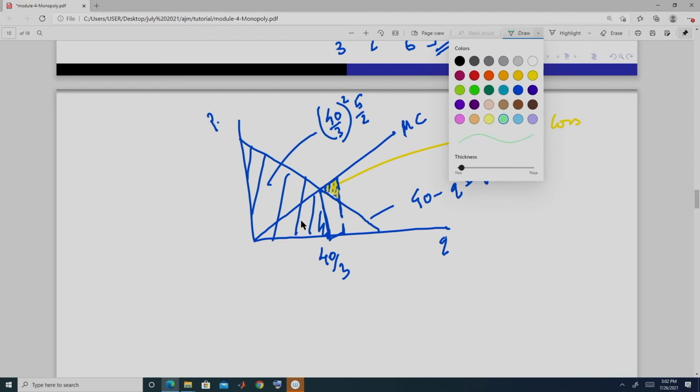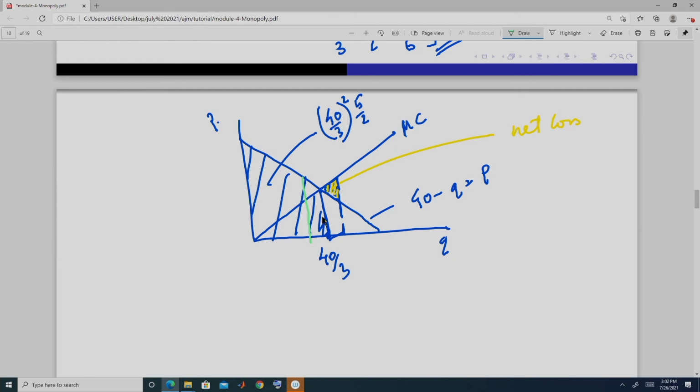Sorry. If it is producing here, then it is foregoing this much revenue and the cost is this much. So, this much is the net surplus it is foregoing. So, that is why at this point here it is not foregoing any surplus, neither is it making any losses. So, that is why this point is the Pareto optimal, in the sense that the monopolist is getting all the surplus and the consumers are not getting any surplus.